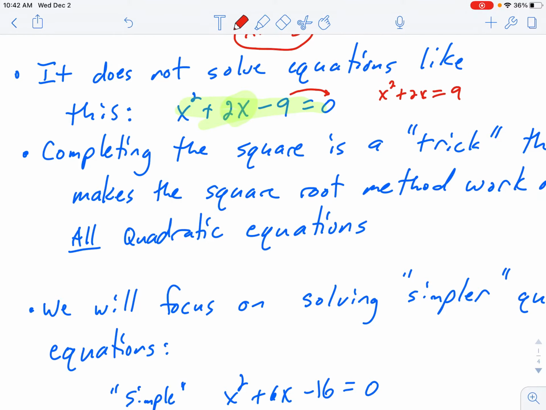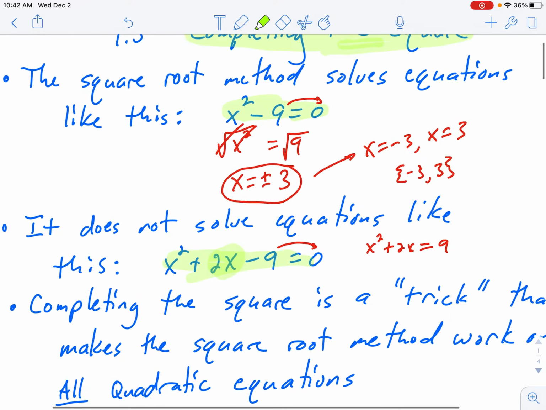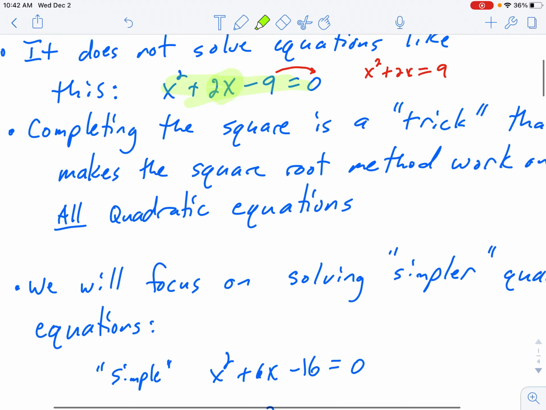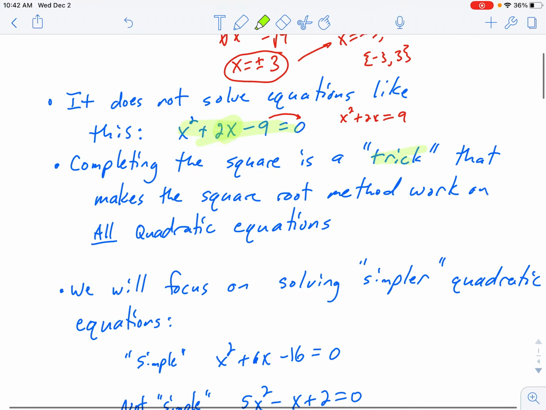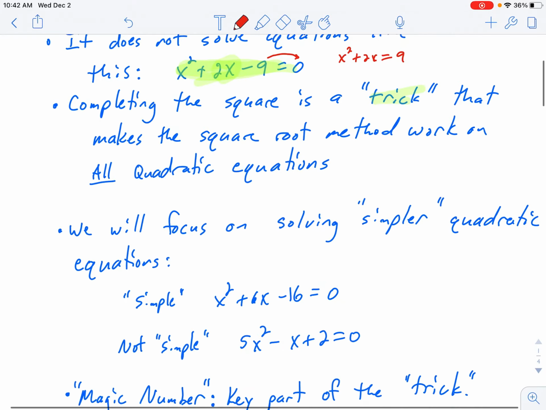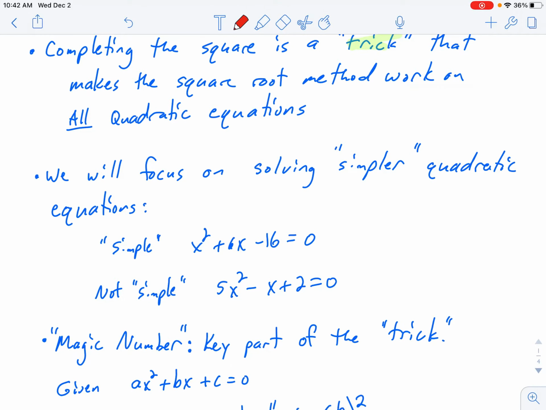So the square root method doesn't apply on every quadratic equation. It only applies on special ones that are set up like that. So there's this completing the square, which is a trick that kind of makes the square root method work on this different type of problem. So you can use completing the square to solve all quadratic equations, not just the ones that look like that. So that's kind of what we're learning today.